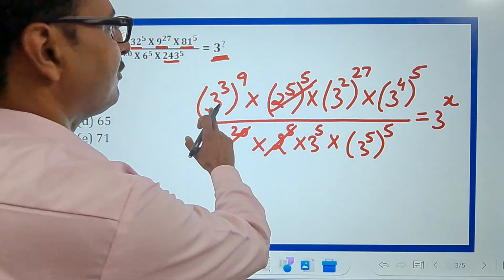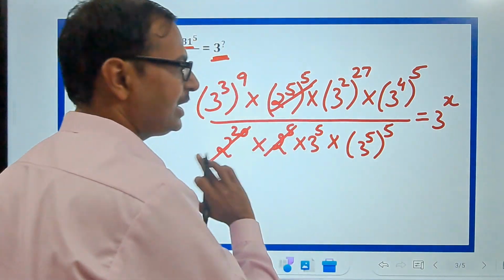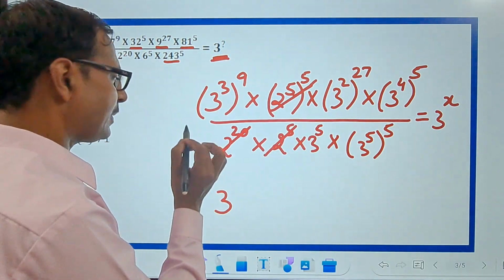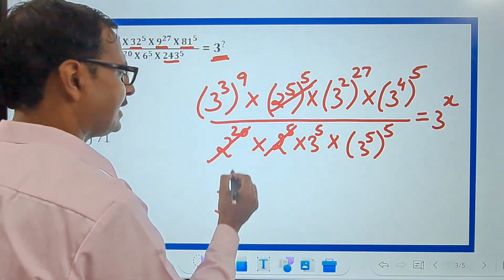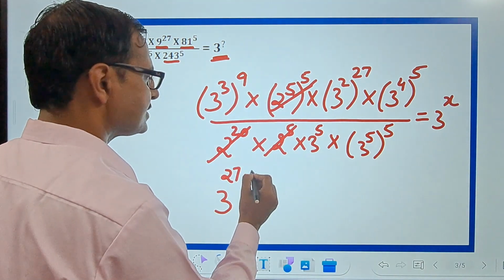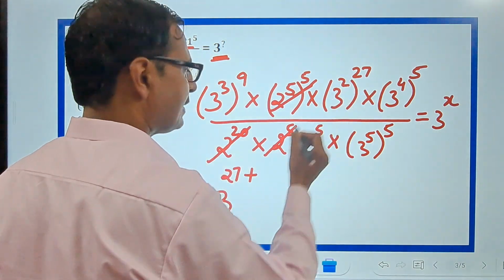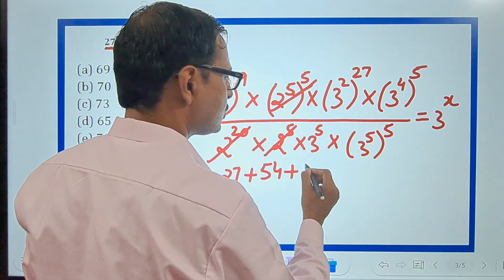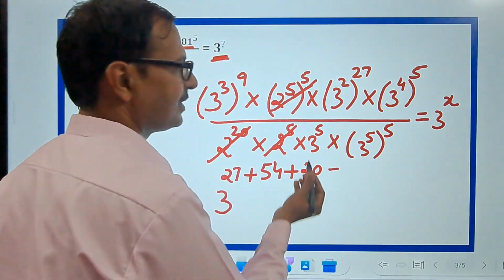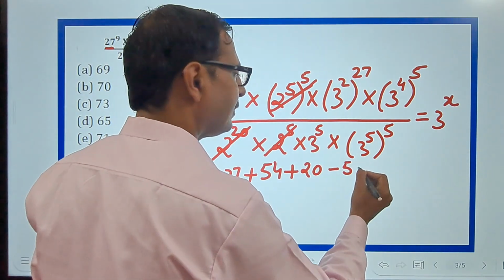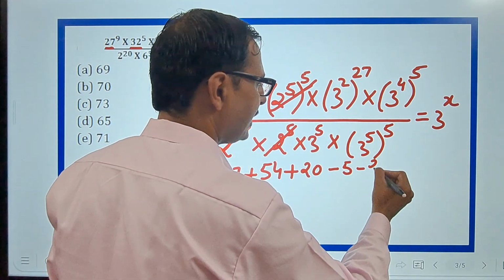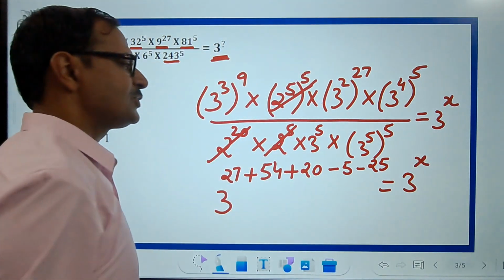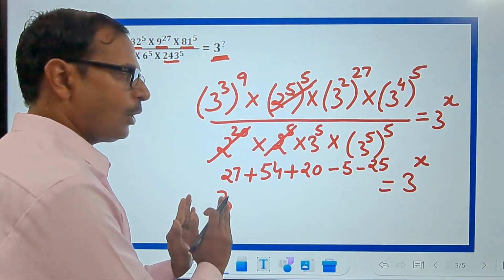Right? Now we have all the bases as 3 and here also we have 3. So let's apply the laws. 3 raised to power what? 9 3 times is 27, plus 27 2 times is 54, plus 5 4 times is 20, minus 5, and minus 5 5s are 25, equals 3 raised to power x. So I have reduced it to a common base.